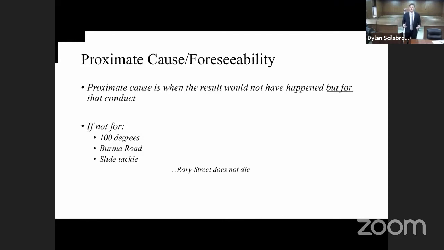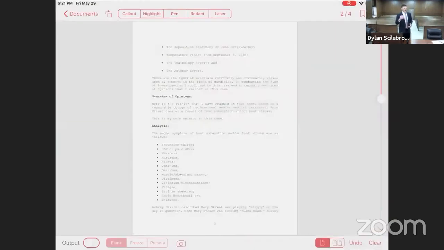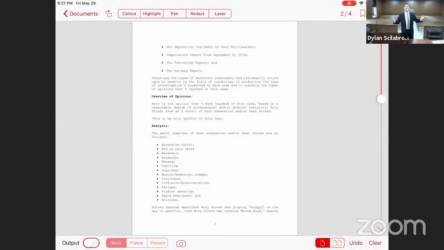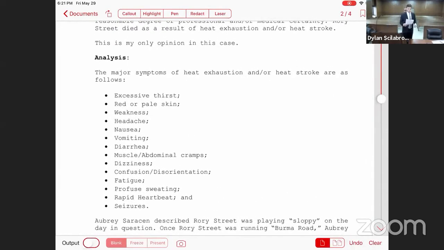Now, to support this theory, we published an expert report of Dr. McConaughey. Andrew, would you pull that up for us? Now, the defense talked about an alternative theory of cocaine being the reason that Rory died, but I want to show you why that's not true. Andrew, will you pull up the factors of heat stroke for me, please, sir? The symptoms of heat stroke, the key ones I want to talk about. Weakness, dizziness, confusion, disorientation, fatigue, seizures.